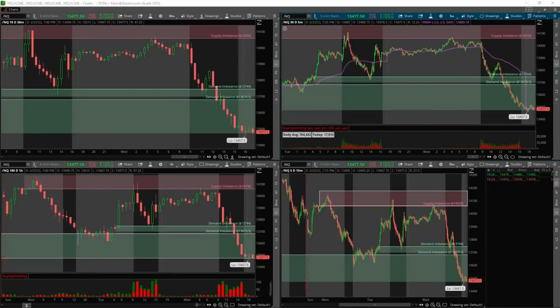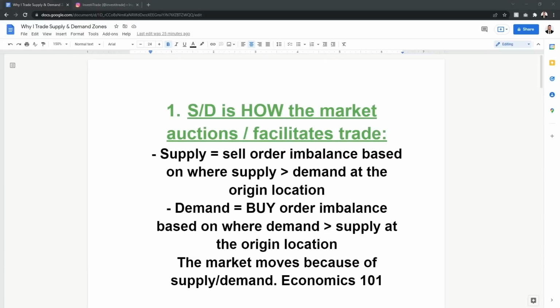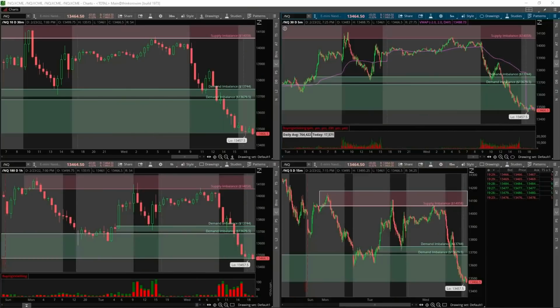But now let's get right into this video. So the first point is supply and demand is how the market auctions. It's how it facilitates trade. The market moves because of supply and demand. It's economics 101. For us to have a supply zone, we have a sell order imbalance based on where supply exceeded demand at the origin location.